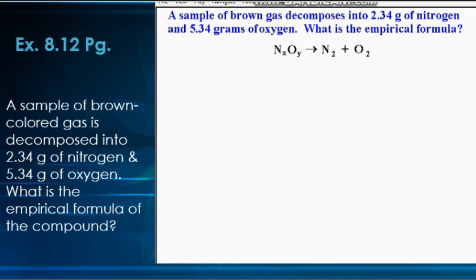To determine the coefficients of those products, we're going to have to determine how many moles of each product were made. Well, we know there were 2.34 grams of nitrogen made.